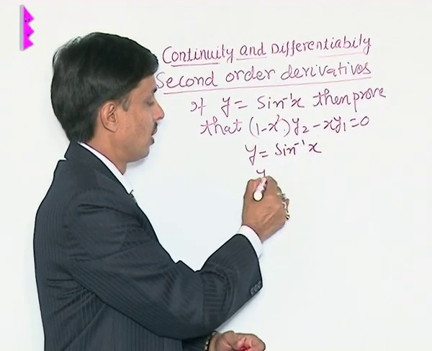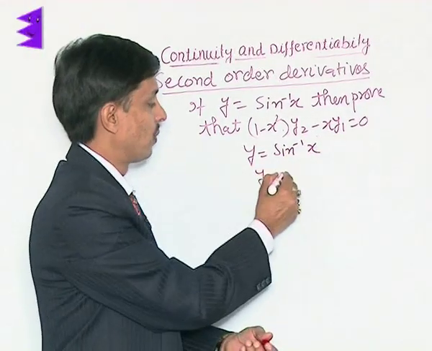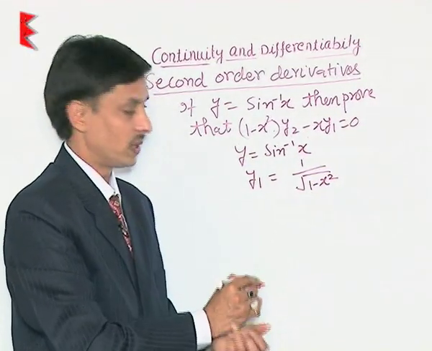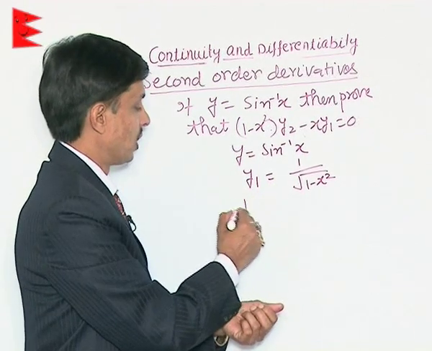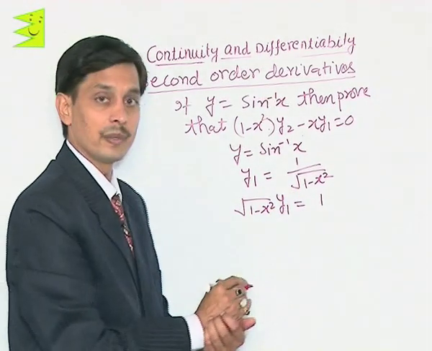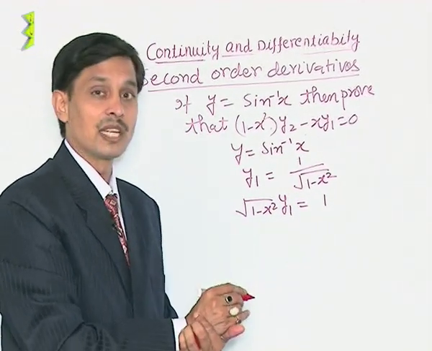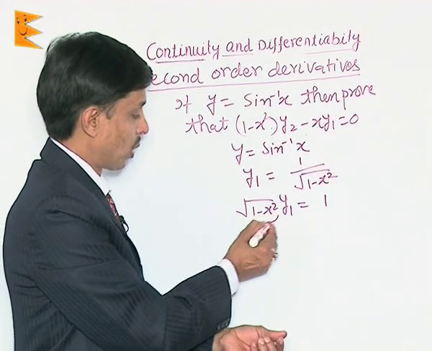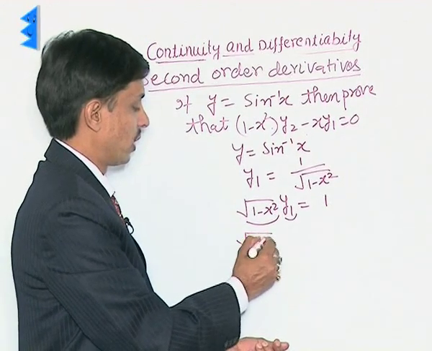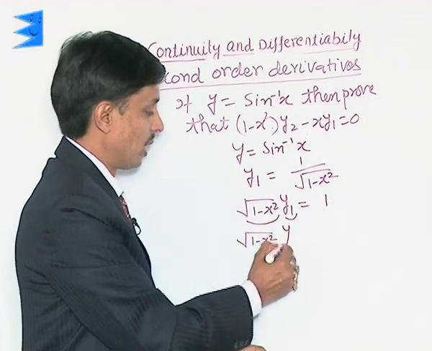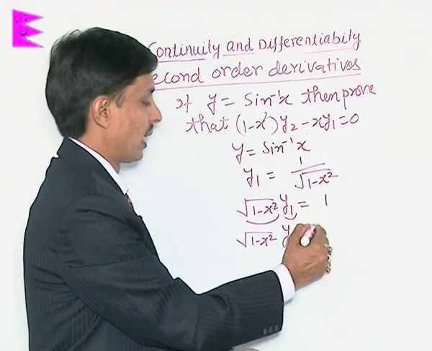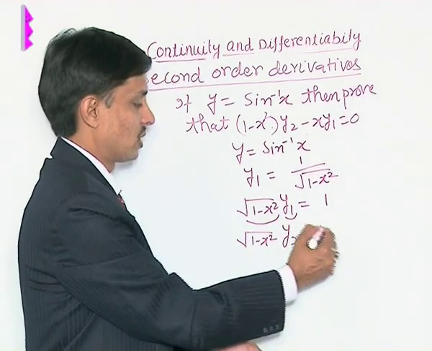On differentiating, we will say dy by dx or y1 is equal to 1 upon root of 1 minus x square. On cross multiplying, this will be root of 1 minus x square times y1 is equal to 1. Again differentiating both sides with respect to x, here it will be a product rule, first and second. So this is first, 1 minus x square root as it is, first into derivative of second, y1's derivative next time is y2, plus second y1 into derivative of first.